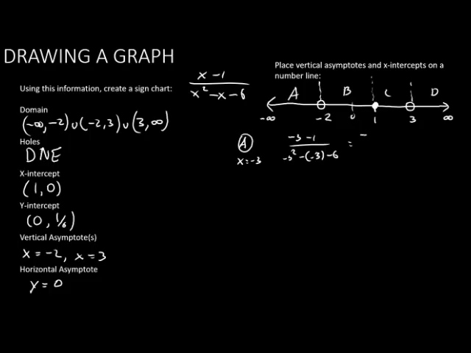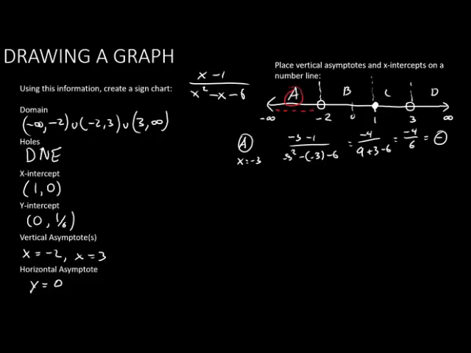-3 minus 1 on top will give -4. On the bottom, if we take -3 squared, we will get 9. Then negative of a -3 is +3, and then -6. This will give us -4 divided by 6 if we simplify, which is a negative answer, meaning we'll have a negative region in our sign chart for region A.